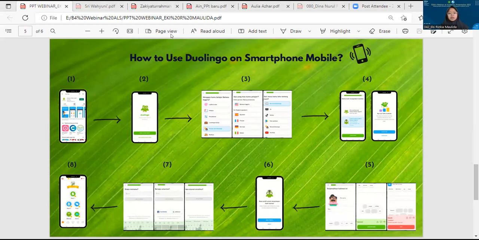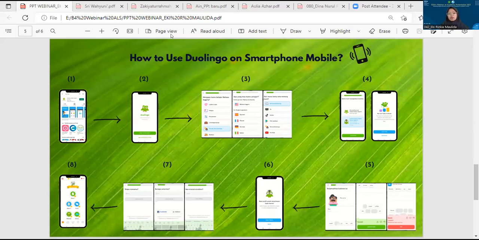After the application is installed, you just open it, and there will be two options. The first option is "Baru di Duolingo", for users who are using the Duolingo application for the first time. The second option is "Aku Sudah Punya Akun", for users who already have a Duolingo account but previously installed Duolingo and now want to use it again. For those of you who previously had an account, just enter your username or email and password to access Duolingo.